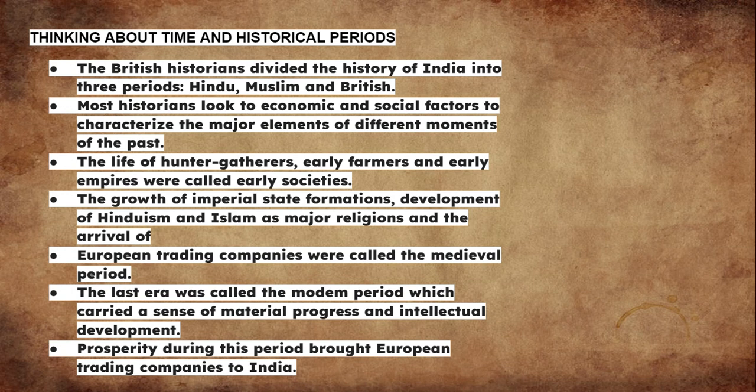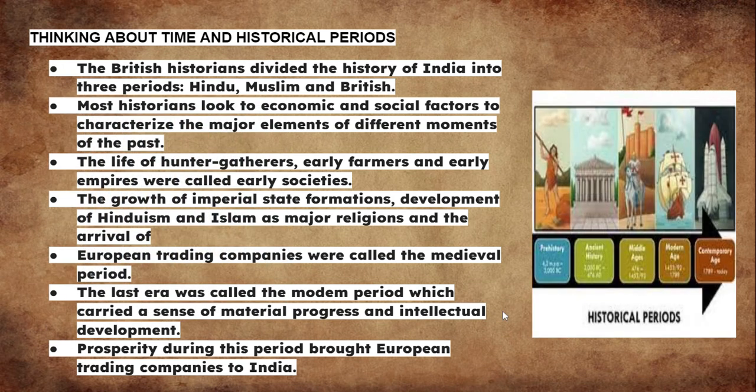The life of hunter gatherers, early farmers, and early empires were called early societies. The growth of imperial state formations, development of Hinduism and Islam as major religions, and the arrival of European trading companies were called the medieval period. Prosperity during this period brought European trading companies to India. The last era was called the modern period, which carried a sense of material progress and intellectual development.